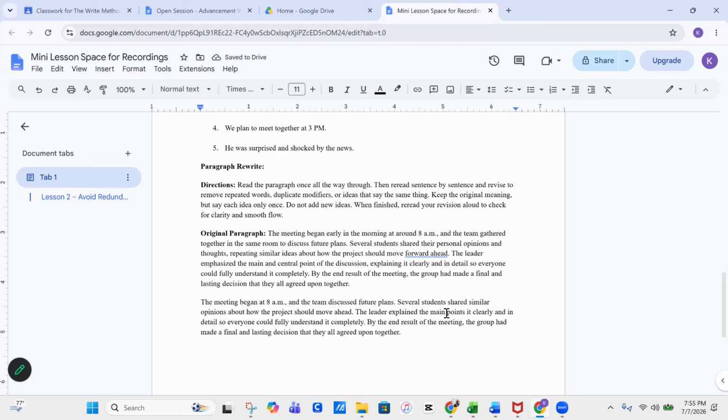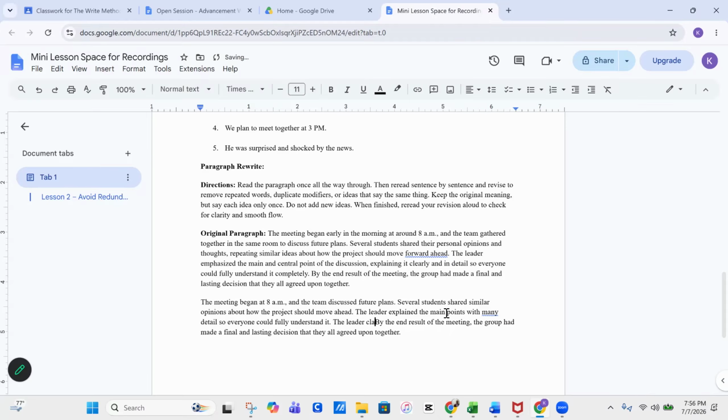Almost a contradiction. Main points and in detail, with many details so everyone could fully understand it completely. Well, fully and completely are the same thing. Now, at this point, I want to stop and say, wait a minute. See what happens when you start to make it more concise. Suddenly, you're going to say, wait a minute, now I can see more clearly through the fog. Watch what I do now.